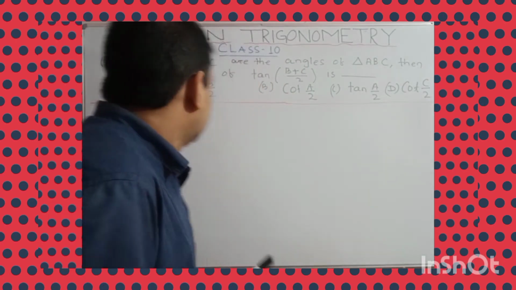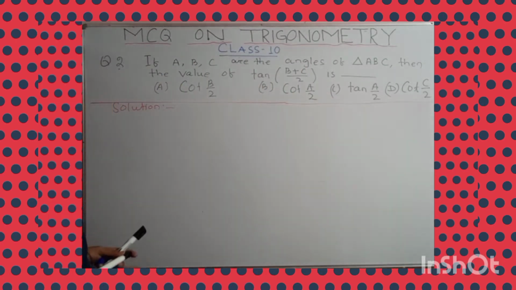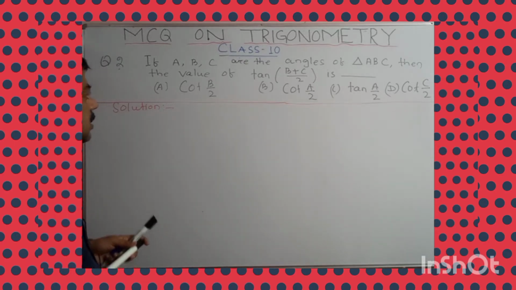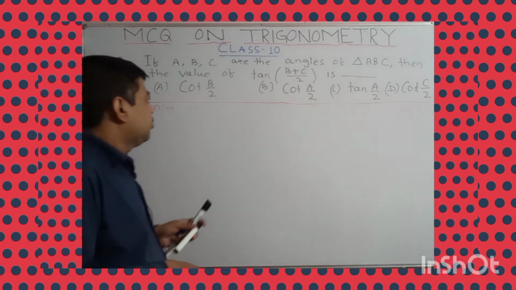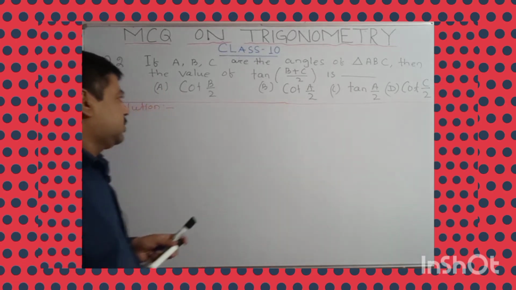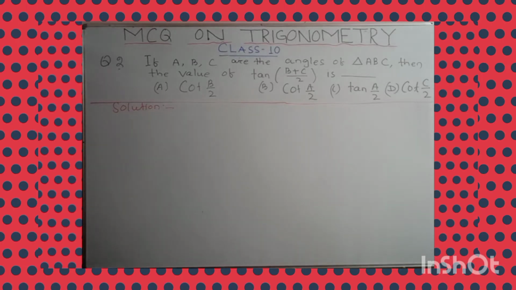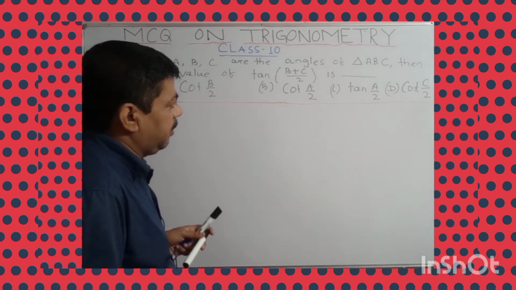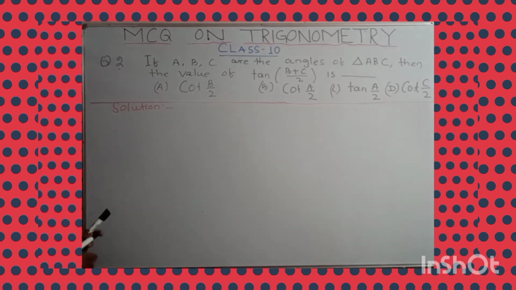Here question number 2 is: if A, B, C are the angles of triangle ABC, then the value of tan (B plus C) by 2 is: option A cot B by 2, option B cot A by 2, option C tan A by 2, and option D cot C by 2.